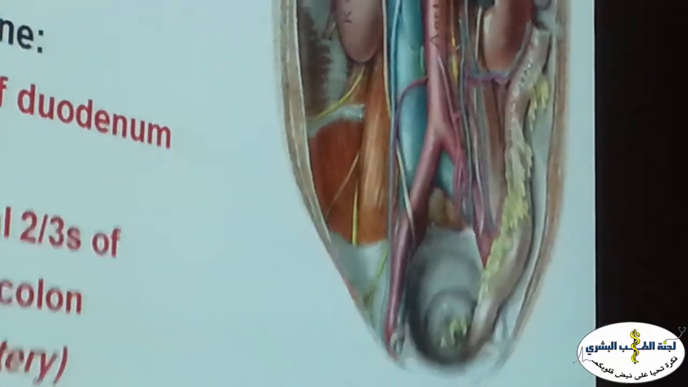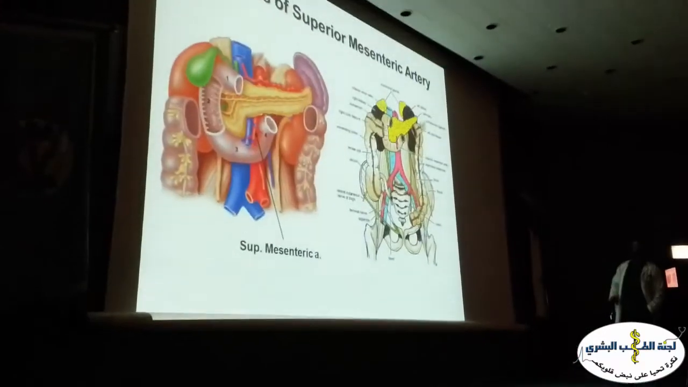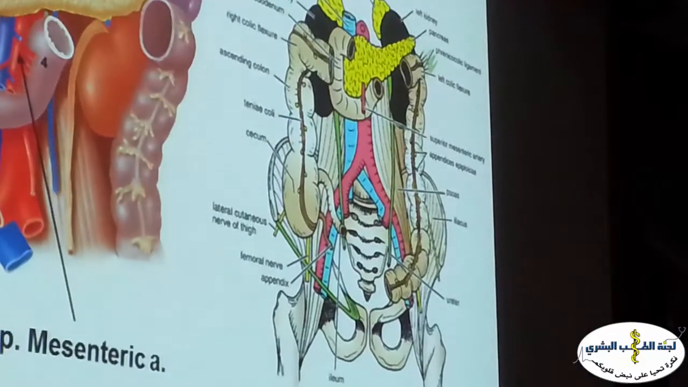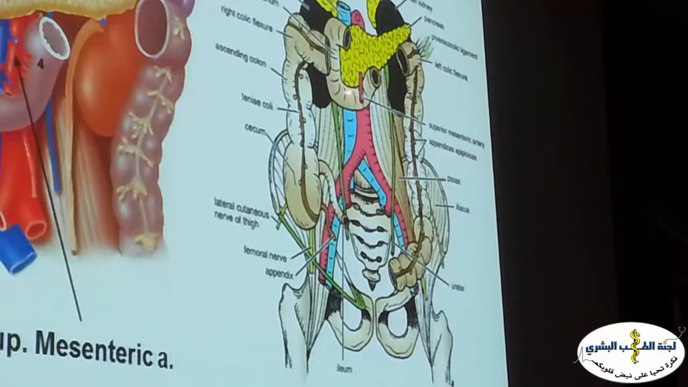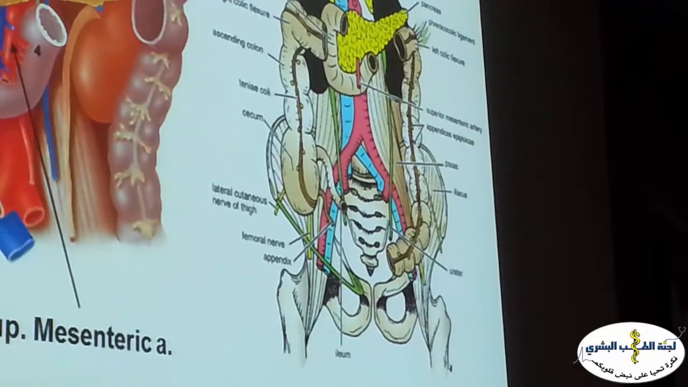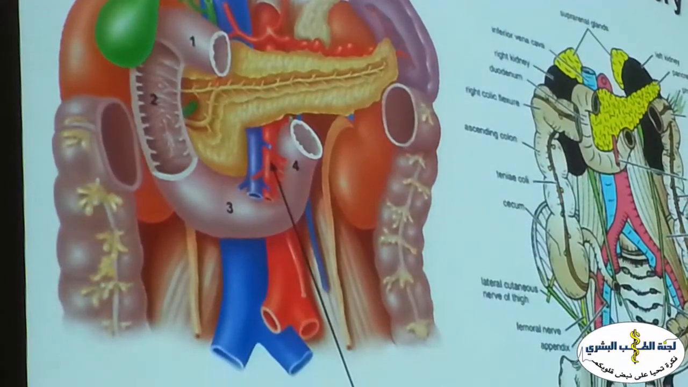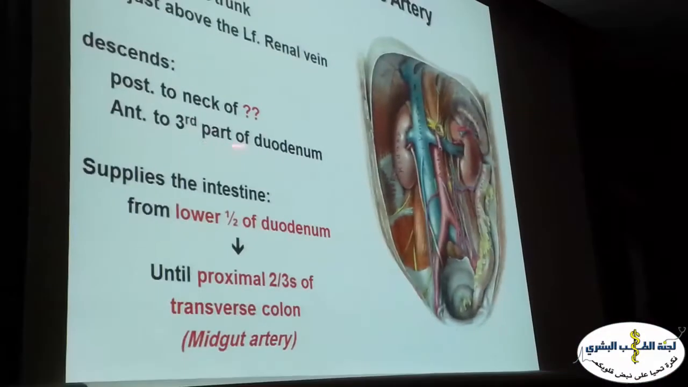It descends posterior to the neck of the pancreas. If you look, this is the relationship. You see, this is the aorta, this is the superior mesenteric, this is the left renal vein. If you look here, you will see that the superior mesenteric is passing behind the neck of the pancreas. So it's behind the pancreas. Okay, so it's retroperitoneal first. Then below the pancreas now, it will move anterior to the third part of the duodenum, as you see, where now it will go into the mesentery, inside the peritoneum, okay? It enters the peritoneum. So it passes first behind the neck of the pancreas, then anterior to what? To the duodenum, okay? So it descends posterior to the neck of the pancreas, then anterior to the third part of the duodenum.